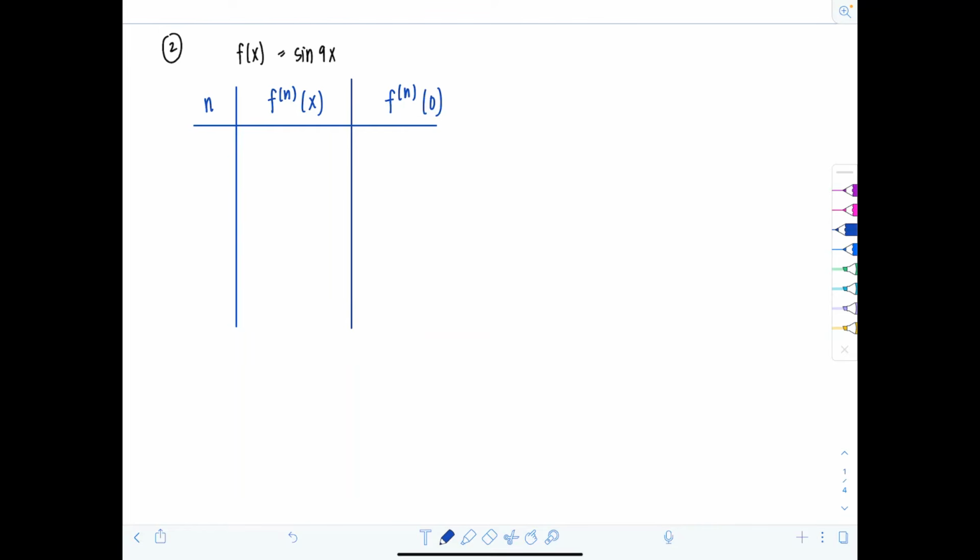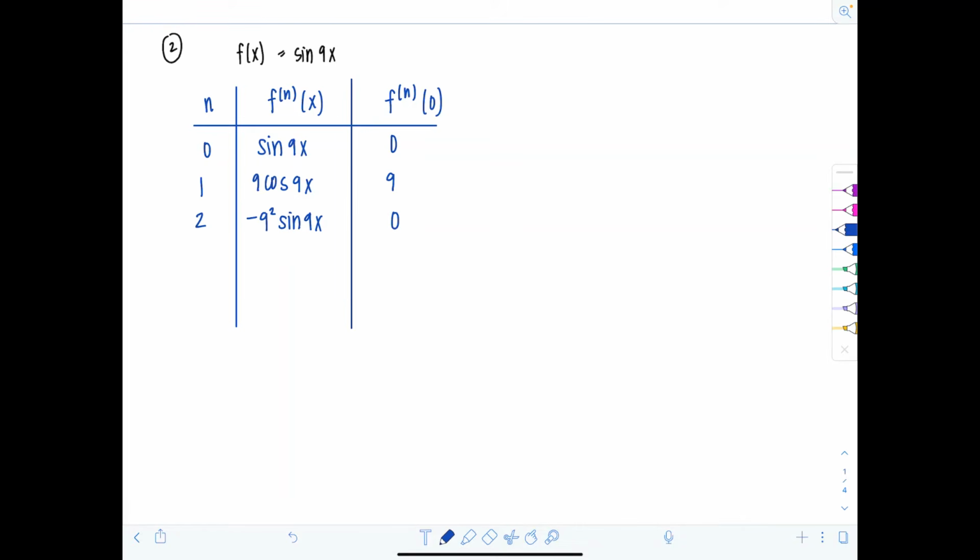Okay, welcome back. So let's start off with n equals 0. That's just going to be f of x. So sine of 9x. And then sine of 0 is 0. Ooh, so we don't have a term there, right? Because 0 times anything is going to be 0. First derivative is going to be 9 cosine 9x. And I know cosine of 0 is 1, so 9 times 1, that's 9. Second derivative is going to be negative 9 squared sine 9x. And if I evaluate that at 0, I get 0.